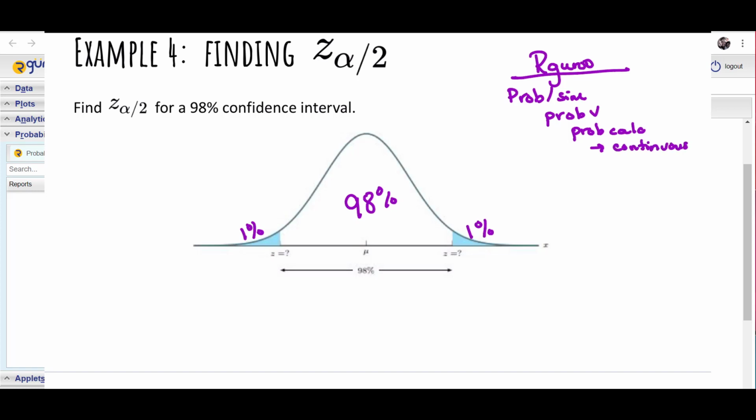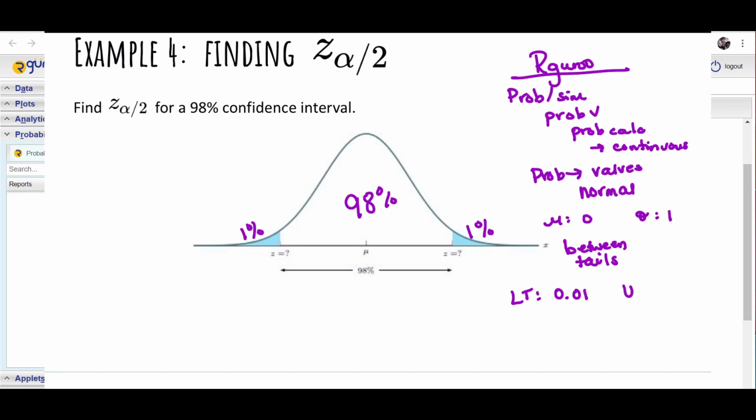And then in the box, we're going to choose probability to values. It should say a normal distribution. The mean should be 0. Standard deviation, again, 1. And we're going to go between tails. And then for the lower tail, we're going to put 1%, which we will put in as a decimal, 0.01. And for the upper tail, we're going to get 0.01 as well.